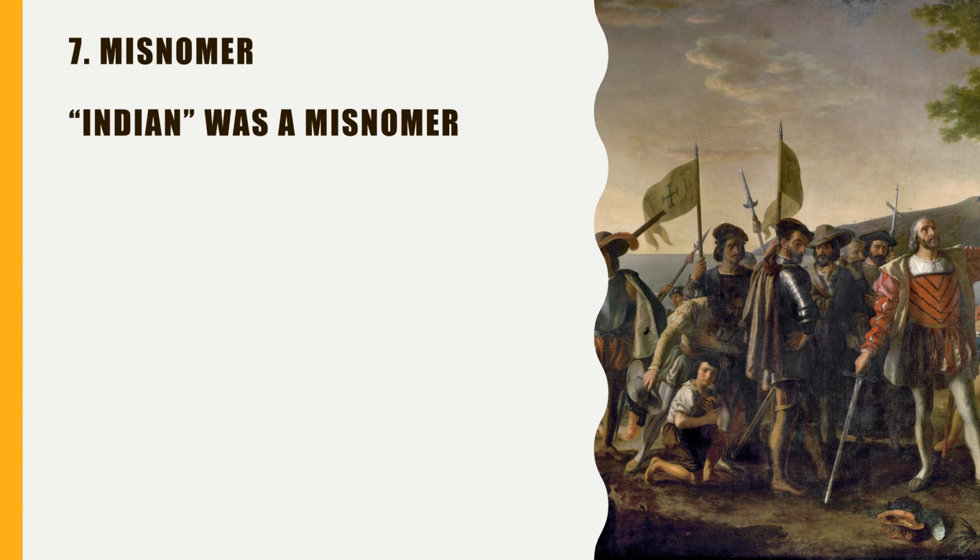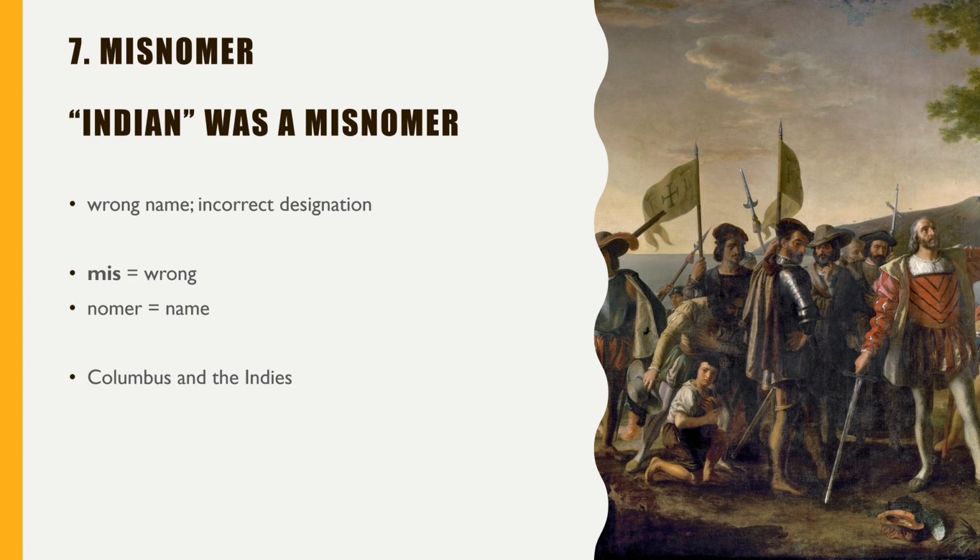Misnomer. Indian was a misnomer. Indian, of course, was the wrong name or the incorrect designation, right? Mis is the prefix here, which means wrong, and nomer is name, and the nomer is not really important. So it is the wrong name for something.